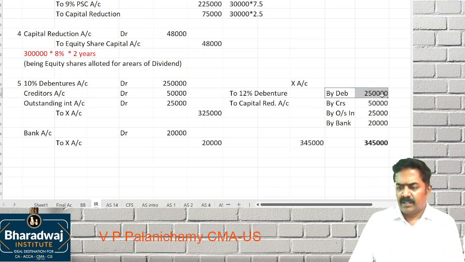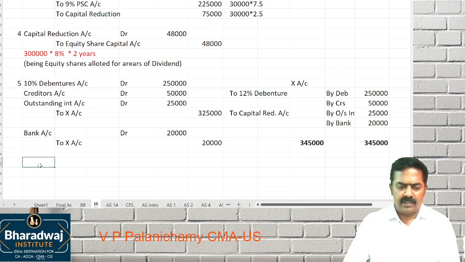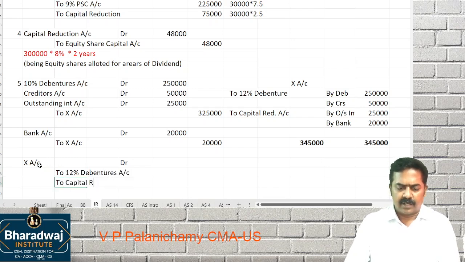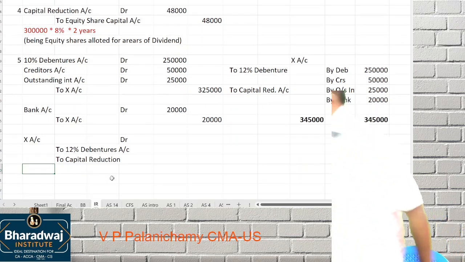Any doubt in it? Debentures, creditors, outstanding interest. He gives 20,000. Total of 3,45,000. How much of 12% debentures to be given and how much of capital reduction to be done? That entry will be debited to which account? 12% debentures account and which one? Capital reduction account. Wonderful.